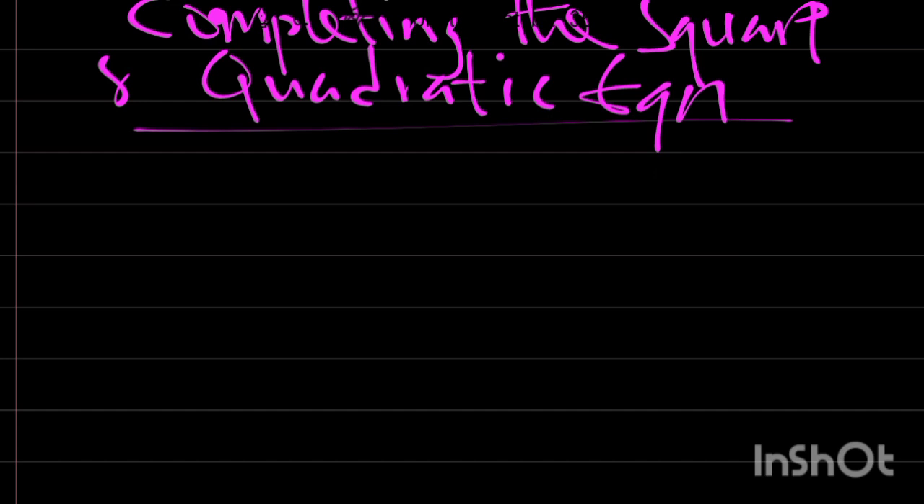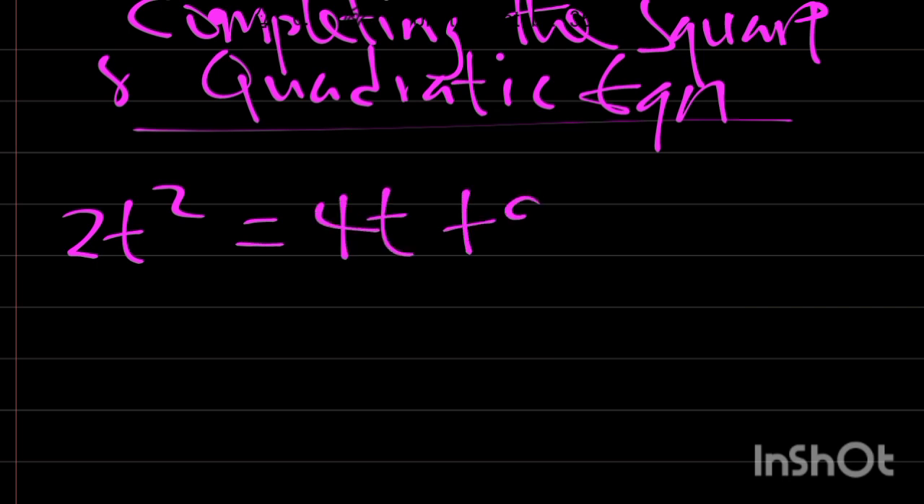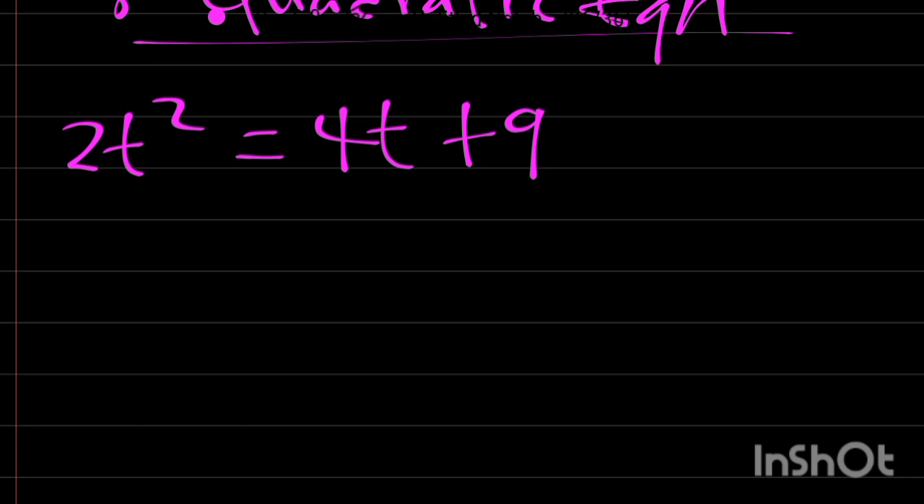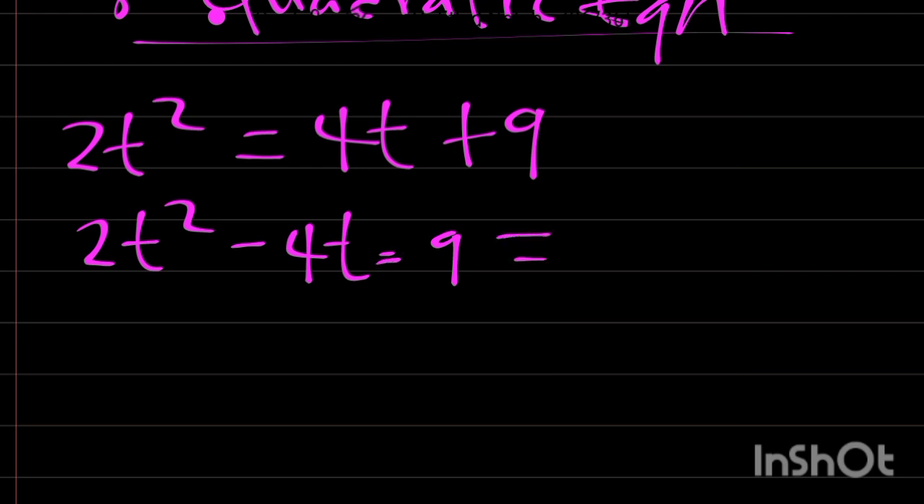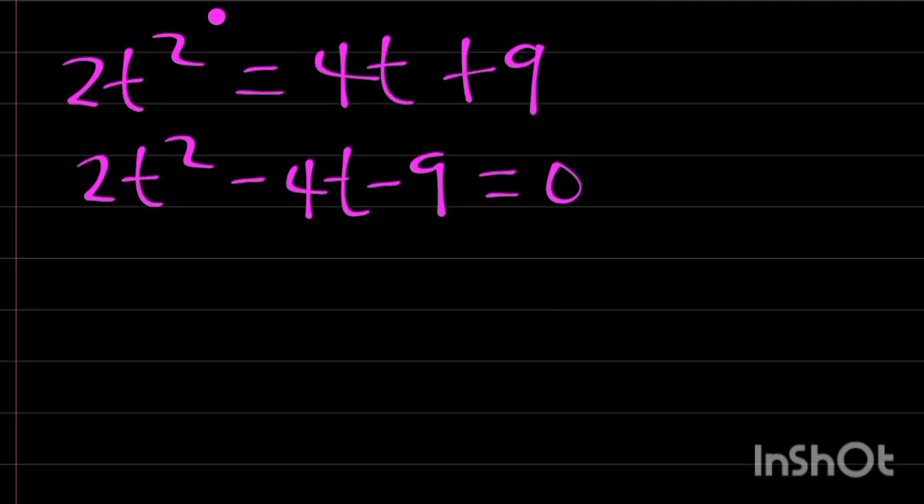Number one is that, take for instance, if I have 2t squared is equal to 4t plus 9, then I have to rearrange this expression: 2t squared minus 4t minus 9 is equal to 0. Number one step is what?